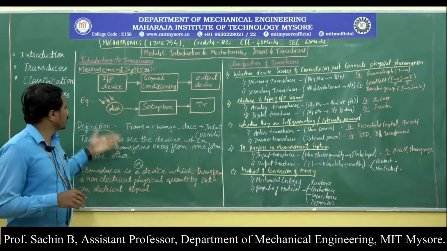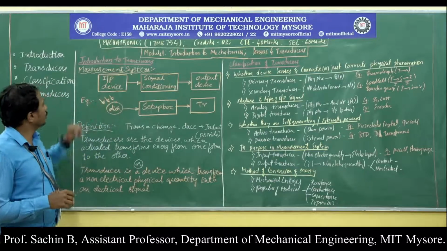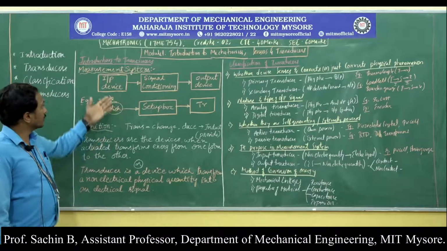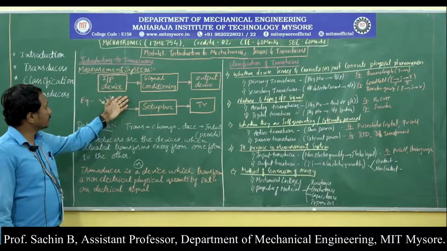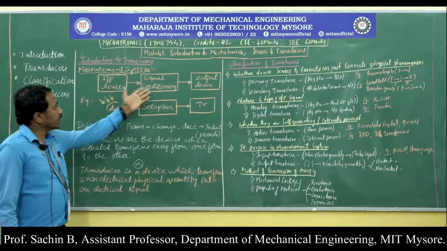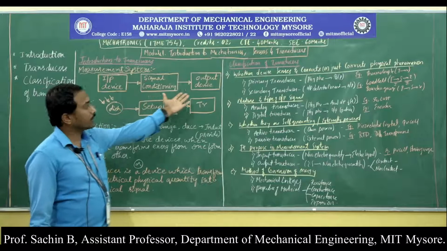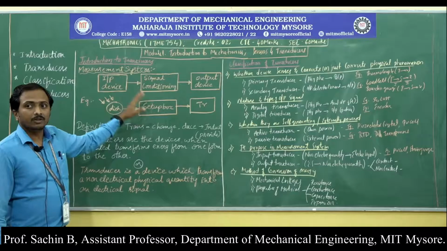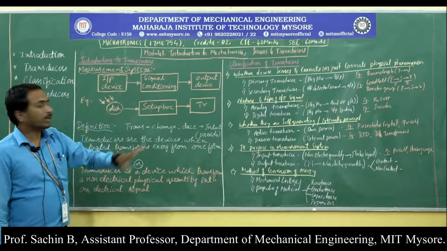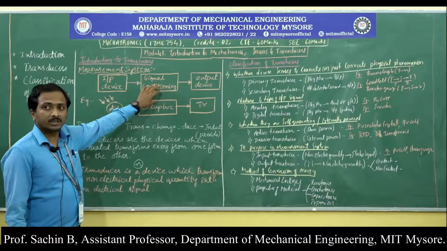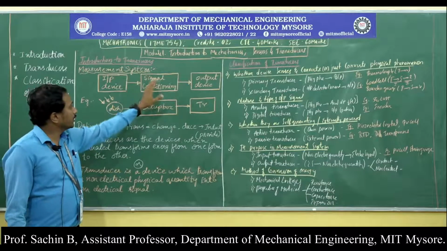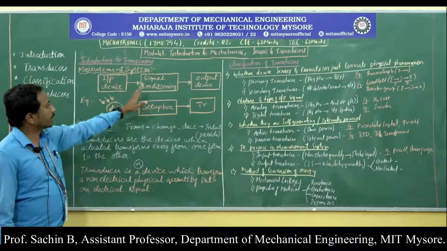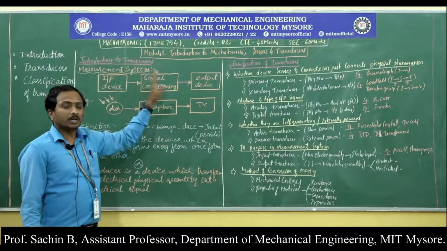Before going to the definition of the transducer, we should know about the generalized measurement system. Here I have written the block diagram of the generalized measurement system. The first is the input device, the second is signal conditioning, and the third one is the output device. The input device will generate the input, that input will be in one form. That input will be conditioned in signal conditioning, and transferred to the required form in the output device. Means one form of energy is transmitted to another form. That is the generalized measurement system.